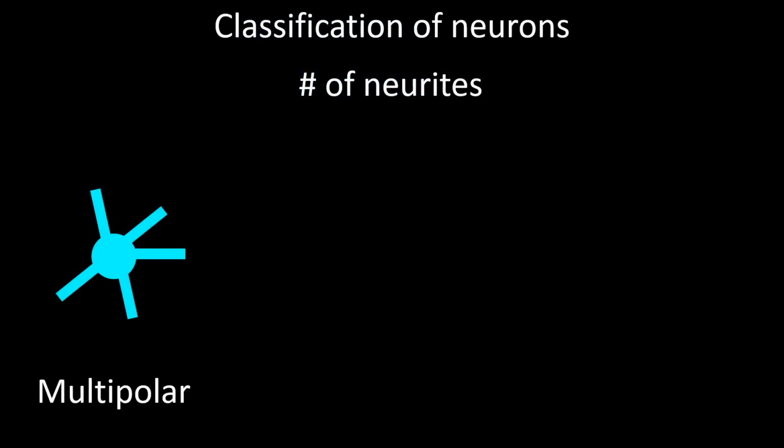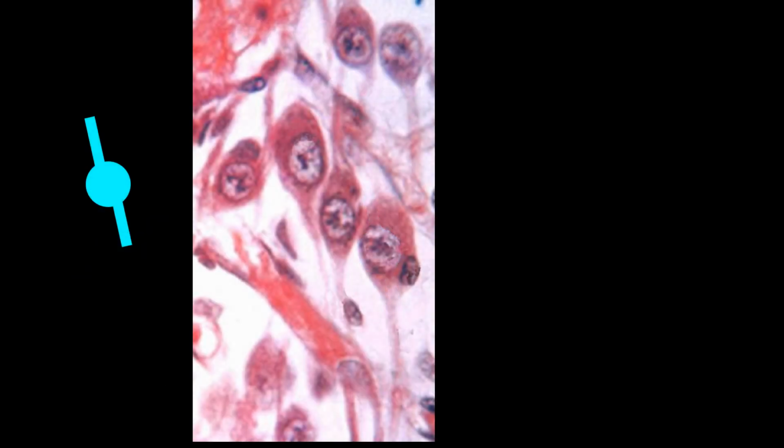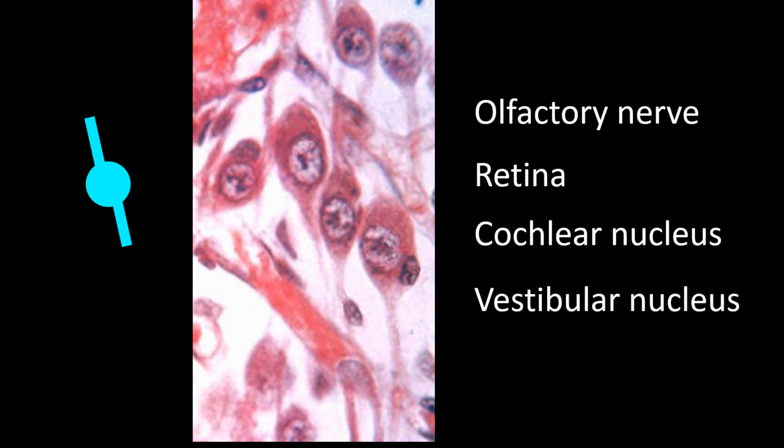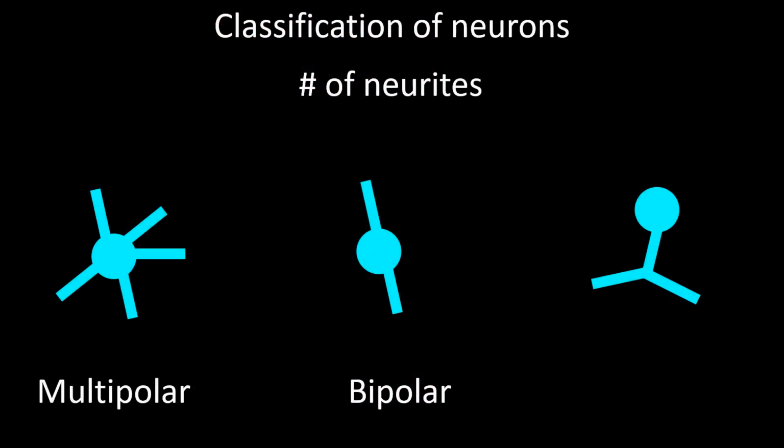In addition to multipolar neurons, we have bipolar neurons. Bipolar neurons have one neurite at each pole of the cell. These neurons are found in the olfactory nerve, retina, cochlear nucleus, vestibular nucleus, and cerebral cortex.